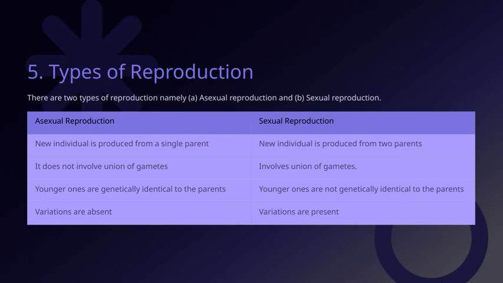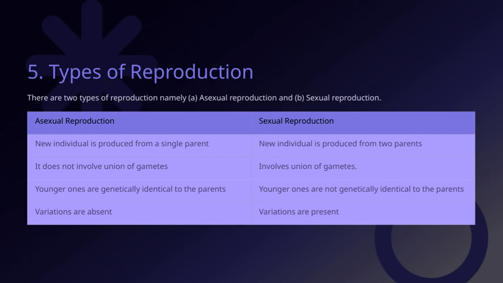On the other hand, we have sexual reproduction. This process involves two parents, and the new individual is formed when their gametes, sperm and egg, unite. Because of this combination, the offspring are not exactly the same as either parent, which introduces genetic variation. This variation is crucial for evolution and adaptation over time, making populations more resilient to changes in their environment.